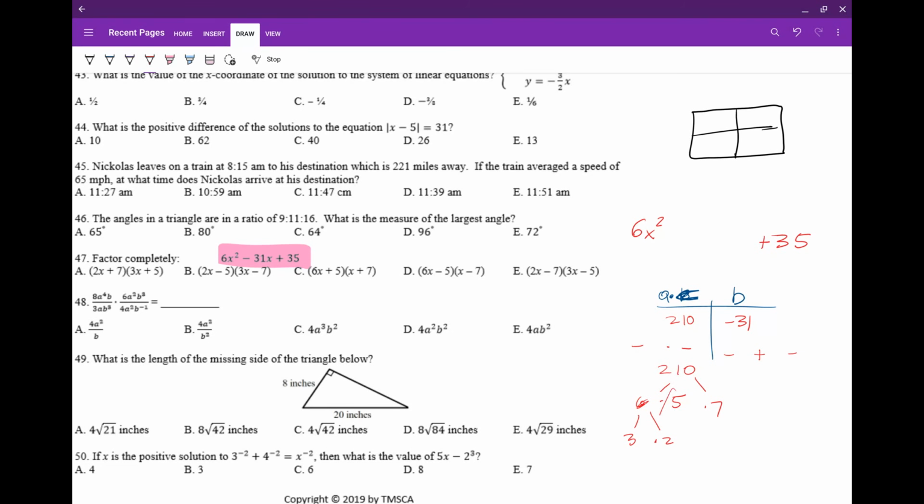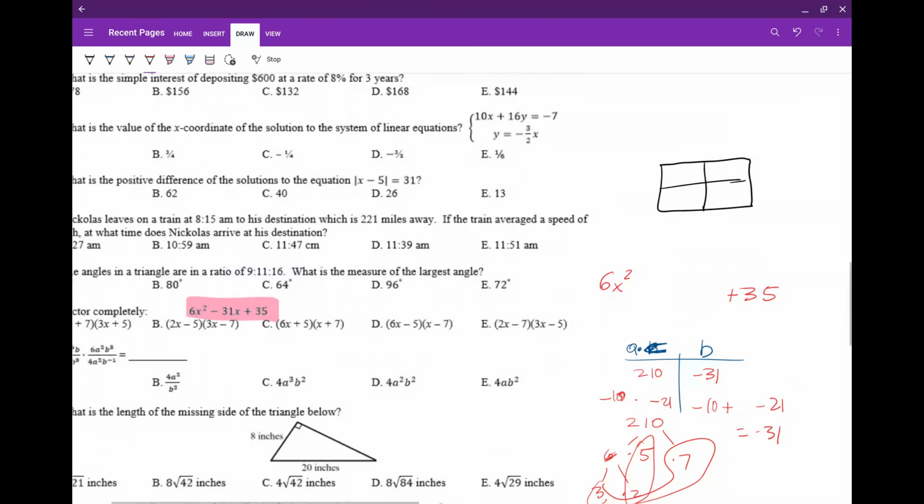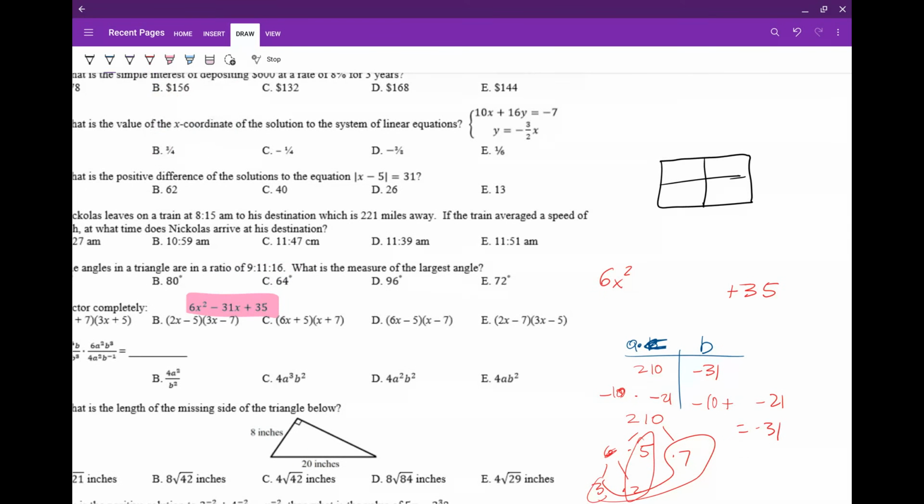So if I play around with it, 5 times 2 is 10. 3 times 7 is 21. If I have the negative of those and I multiply, that's equal to positive 210. Right? Negative 10 and negative 21. Now if I add those, negative 10 plus negative 21, negative 10 minus 21, that is equal to negative 31. So we found our components, they're negative 10 and negative 21. Now in grouping, we just input those. So minus 10x minus 21x.